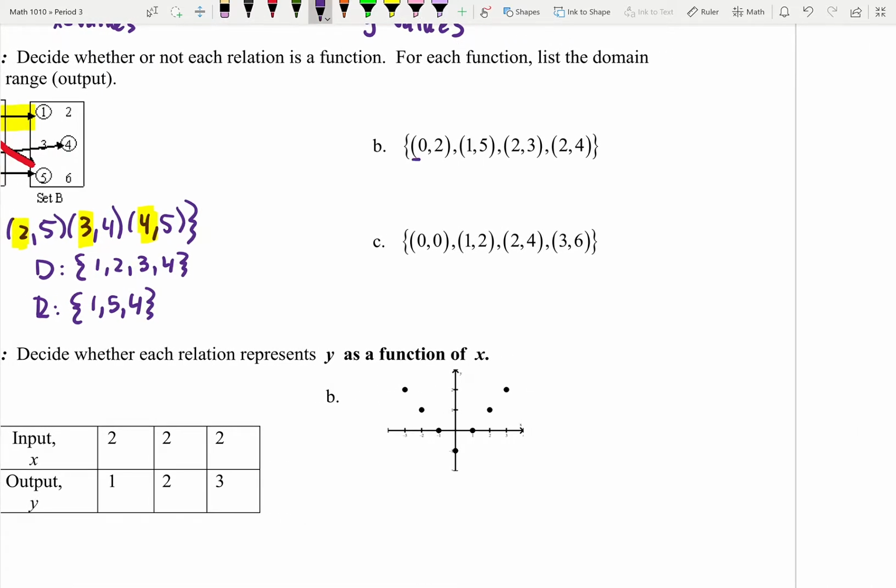Okay, let's look at question B. So look at these x's: 0, 1, 2, and 2. Every person in the room answer me, is this a function? No. So let's just write the word no, and let's highlight it, and we're good.